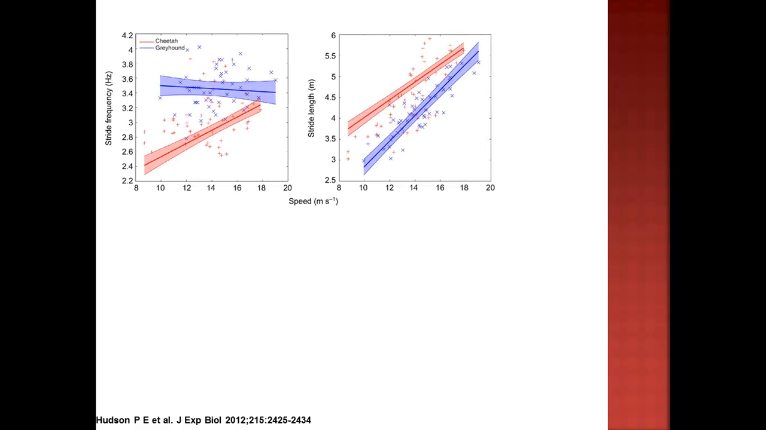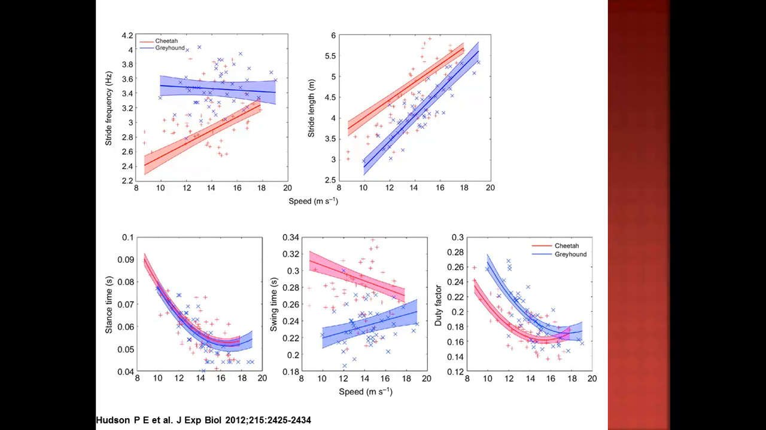Now this top set of graphs here depicts what I was talking about with the stride frequency and the stride length. The cheetah data is in red, the greyhound data is in blue, and you can see that the cheetahs do increase their stride frequency and stride length with increasing speed. In this bottom series of graphs, the main one to focus on is the middle one, and that's looking at swing time versus increasing speed. And as I mentioned, cheetahs can reduce their swing time, and greyhounds can as well, but they actually start increasing theirs with increasing speed.